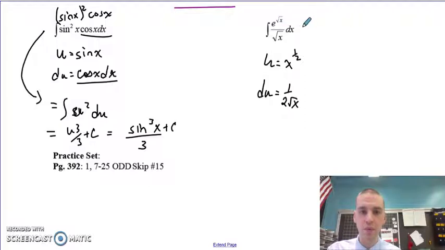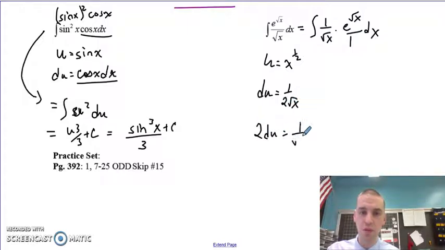Look at that. We could break this up into 1 over square root of x multiplied by e to the square root of x, over 1 dx. And look at what I have here, 1 over square root of x, 1 over square root of x. You need to get rid of that 2. So we've got to be able to see we can split that up. So get rid of the 2 by doing 2 du, 1 over square root of x. And now I've taken care of dx, can't forget that. If you can't see that, let me try to help you. 1 over square root of x dx, 1 over square root of x dx.